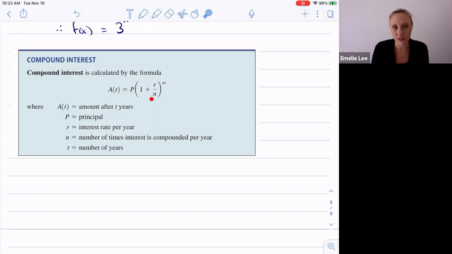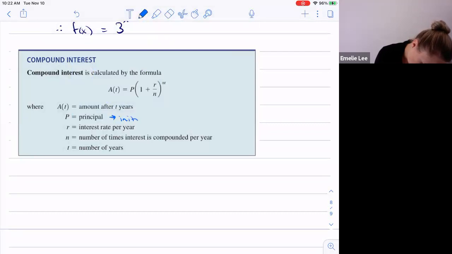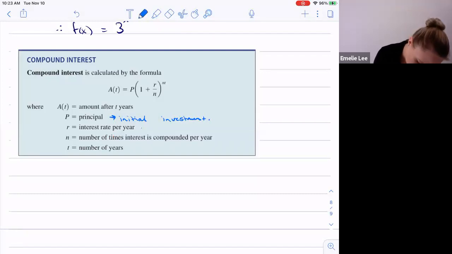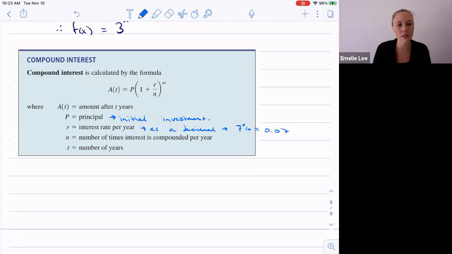For us, of course, I would just give you the equation, but we have to know the A of t. A of t is the amount of money after t years. Usually we call this the future value, but we can call it A of t, it doesn't matter. P is the principal, so this is your initial investment. The interest rate per year has to be as a decimal. Usually we talk about interest as a percentage, but as a decimal, which means something like 7% is 0.07. You divide by 100.